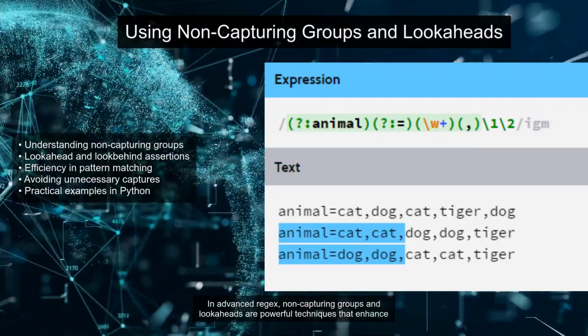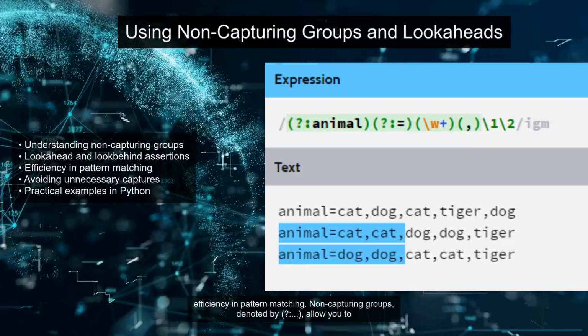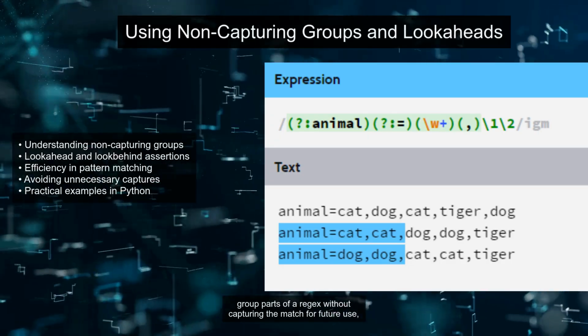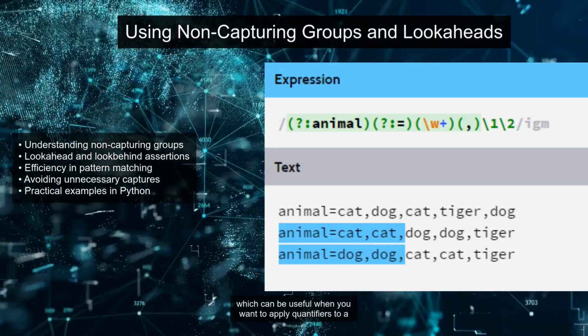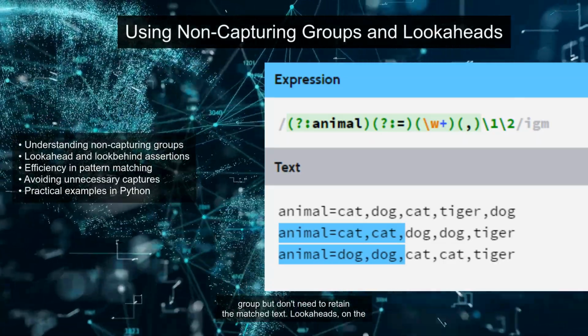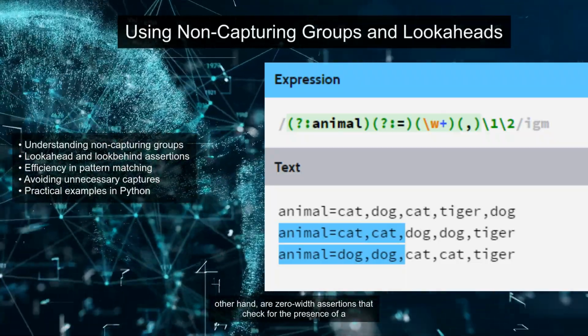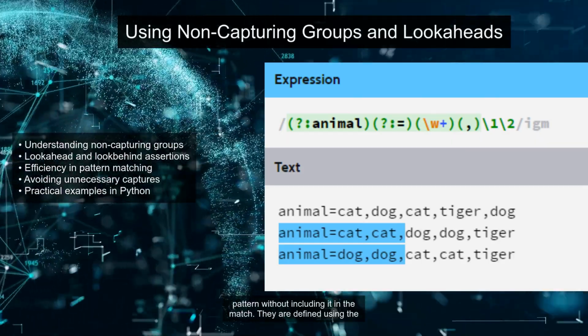In advanced regex, non-capturing groups and lookaheads are powerful techniques that enhance efficiency in pattern matching. Non-capturing groups, denoted by (?:), allow you to group parts of a regex without capturing the match for future use, which can be useful when you want to apply quantifiers to a group but don't need to retain the matched text. Lookaheads, on the other hand, are zero-width assertions that check for the presence of a pattern without including it in the match. They are defined using the syntax (?=).